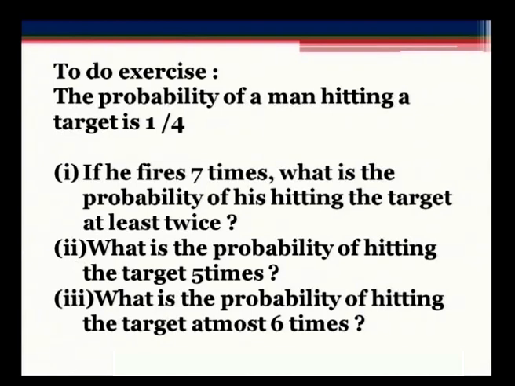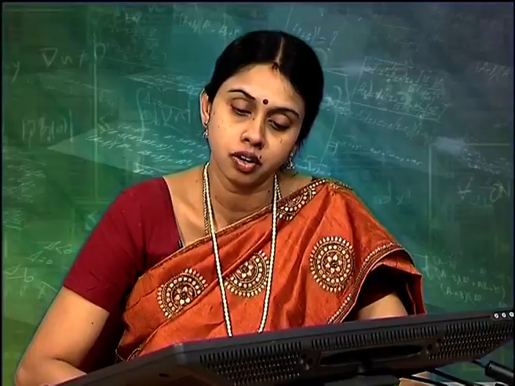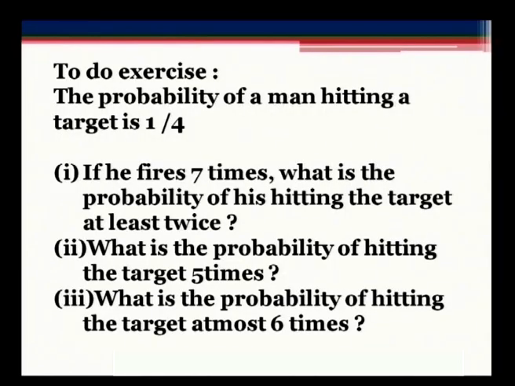What is the probability of hitting the target 5 times? So, P of x is equal to 5, you have to find out. And what is the probability of hitting the target at most 6 times? At most means P of x less than or equal to 6, you have to find out.